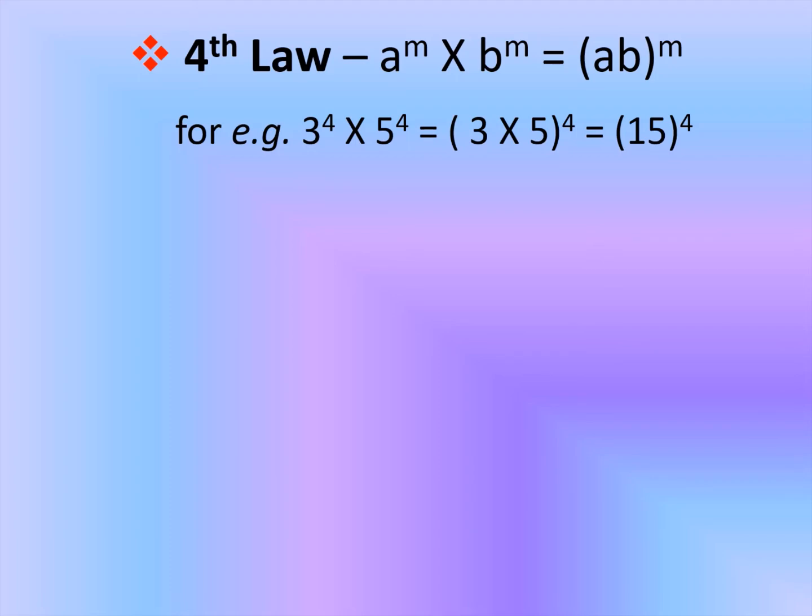To explain this, we will take an example like 3 raised to the power 4 multiplied by 5 raised to the power 4. So, we will first multiply 3 and 5, which will give us 15, and then we will put the power 4.